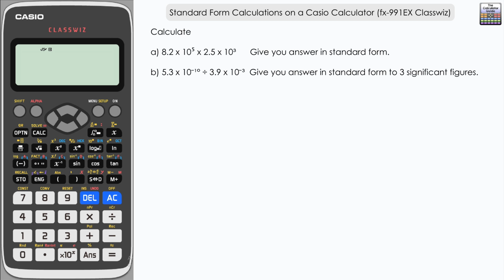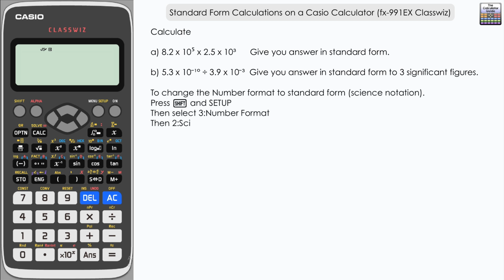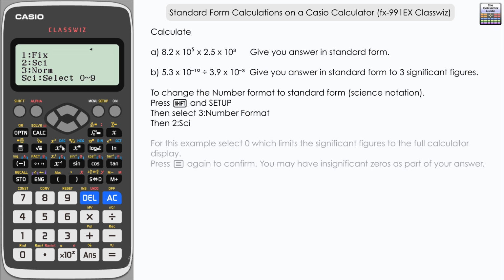Let's start by changing the number format. That's the format in which we get the answers from the calculator, from regular decimals to standard form. So it's shift and setup, and then 3 for number format, and then 2 for science notation. And then we've got to choose between 0 to 9. Now this is the number of significant figures that will be displayed.